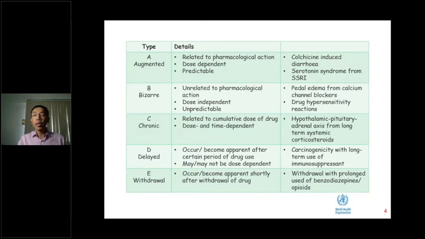But when we talk about delabeling a patient or mislabeling a patient with a drug allergy, most times you will find that some patients have self-labeled or have been inadvertently labeled as being drug allergic when what they actually had during the index reaction was more an adverse drug reaction. So say, for example, pedal edema from calcium channel blockers.